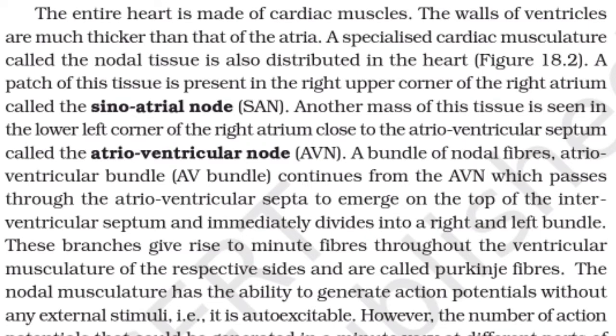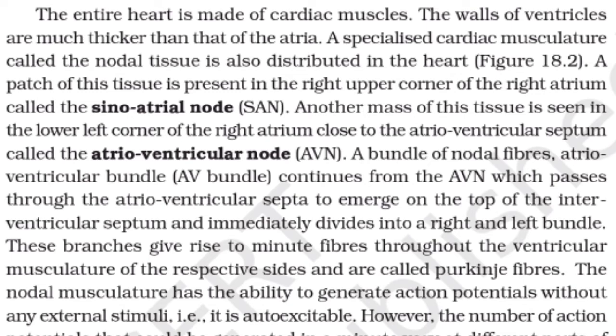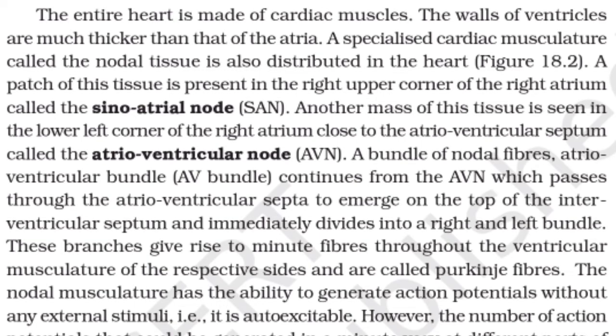The entire heart is made up of cardiac muscles. The walls of ventricles are much thicker than that of atria. A specialized cardiac musculature called the nodal tissue is also distributed in the heart. In figure 18.2, a patch of this tissue is present in the right upper corner of the right atrium called the sinoatrial node (SAN).